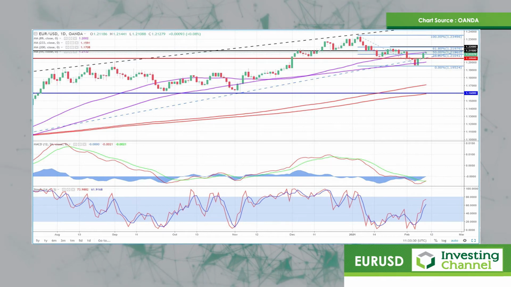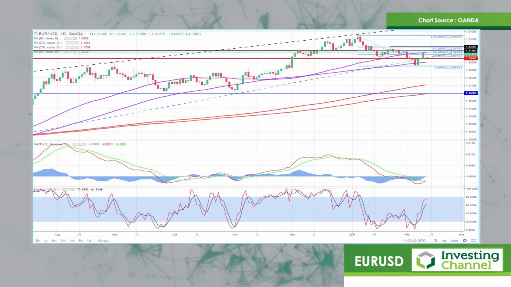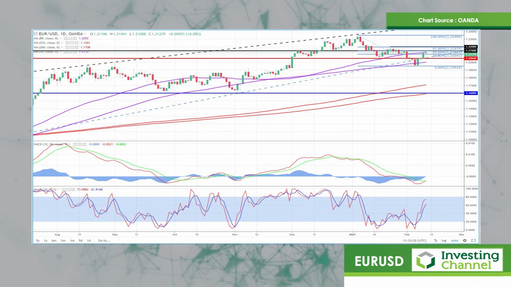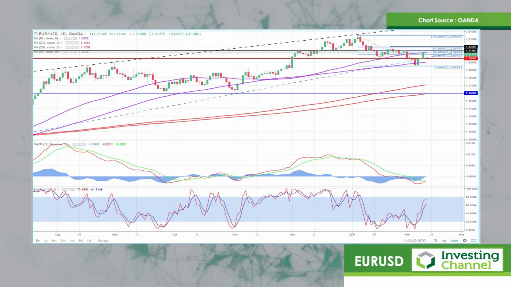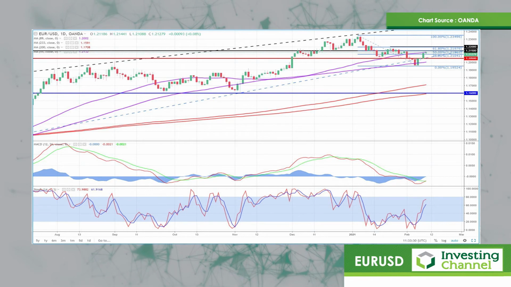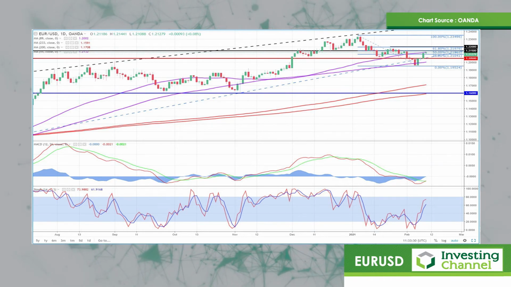So I think these are the levels which we're going to be keeping a very close eye on. A rotation down off of 1.2050 or 1.22 could see the move that was building prior to the last few days accelerate.